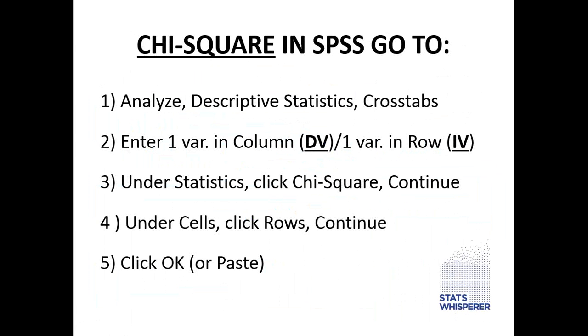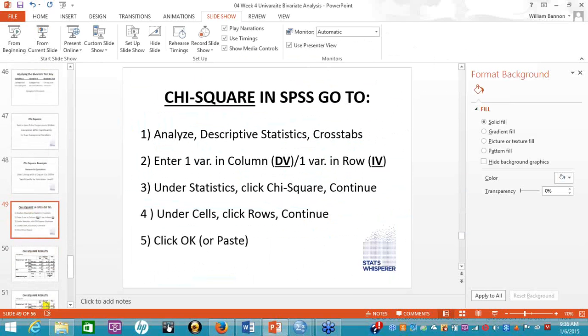Then under Statistics, click chi-square and continue. Then under Cells, click Row and continue. Then click OK or Paste. So we could do that in SPSS.